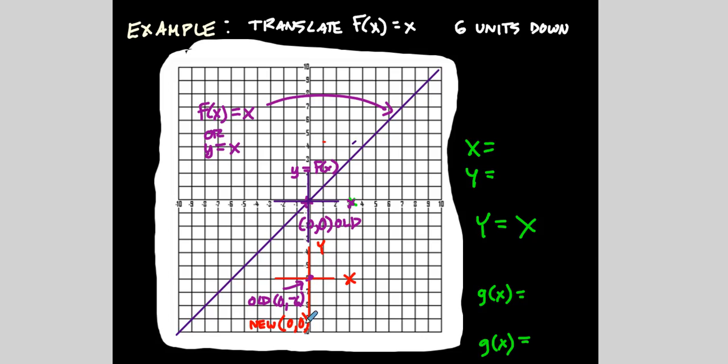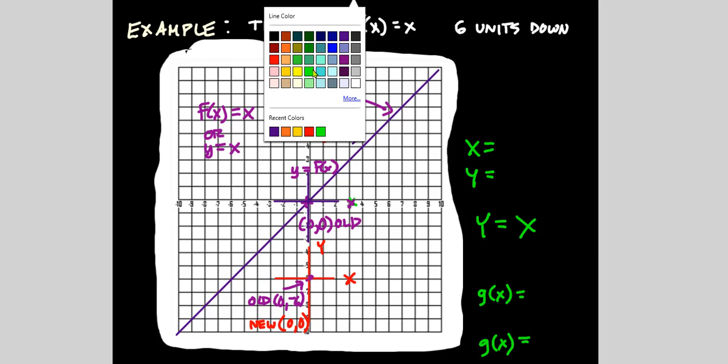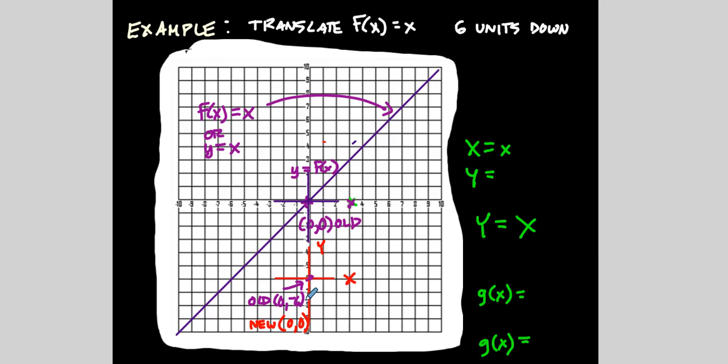So the rule here, to get from old to new for X, I don't have to do anything. I'm just going 0 to 0. So big X will equal little x. But to get from -6 to 0, I have to add 6. So big Y is going to be little y plus 6. Now substituting in for big Y, I have little y plus 6, and replace big X with little x. Subtract 6 from both sides, I get y equals x minus 6. So this is the new line, which I haven't drawn in yet. It should be right here.